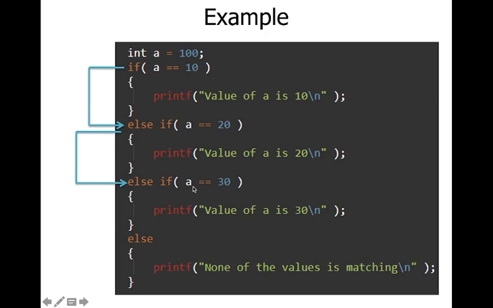So it will check whether there is any other else if statement. If there is no else if statement, it will check whether any else statement is there. We can see an else statement here, so it will go to the else part, and whatever statement is there will be printed: none of the values is matching. This statement will be executed, and after the brace, it will go to the next statement.